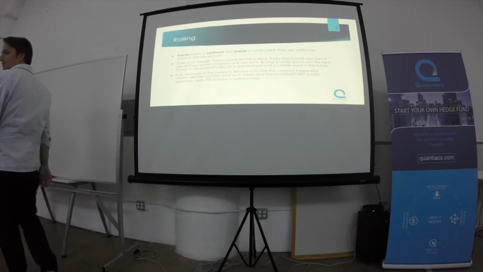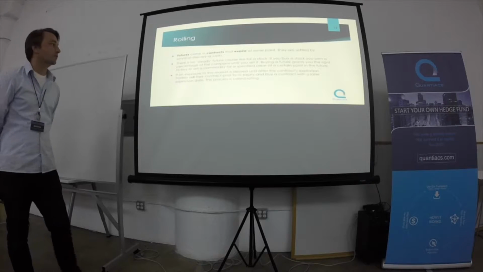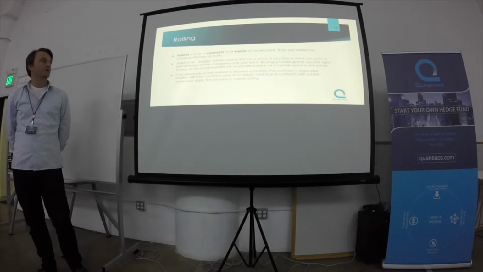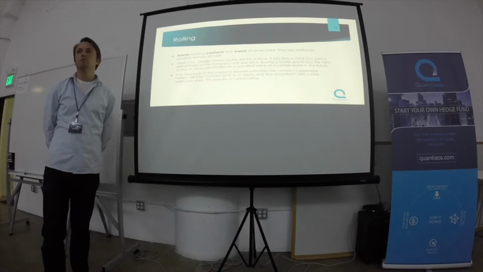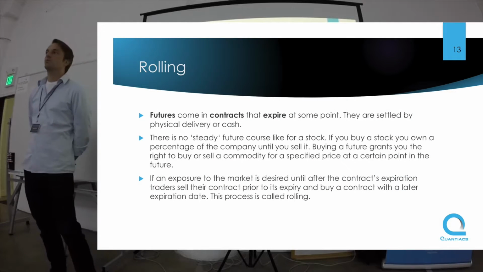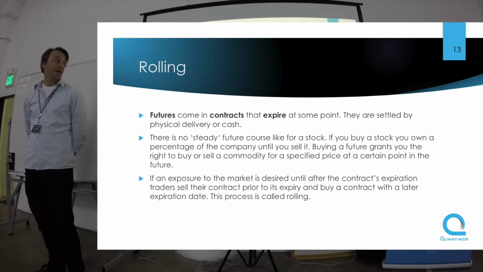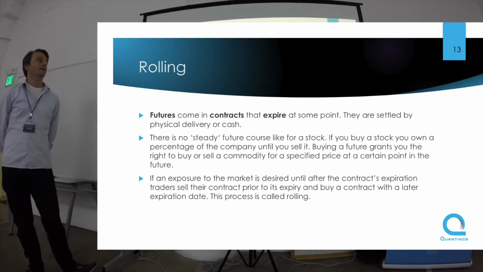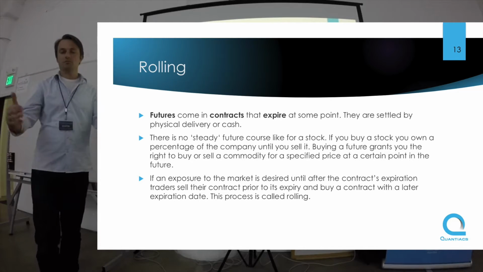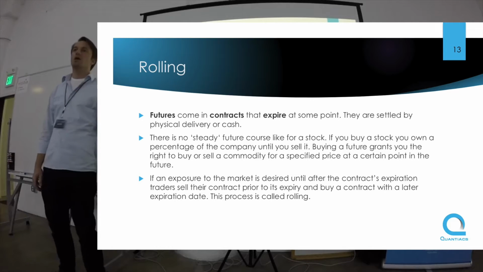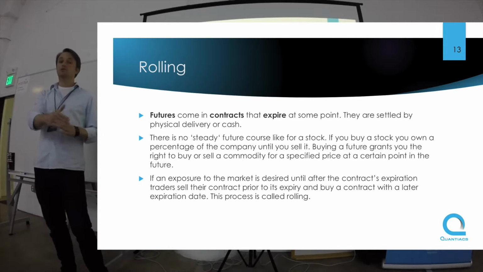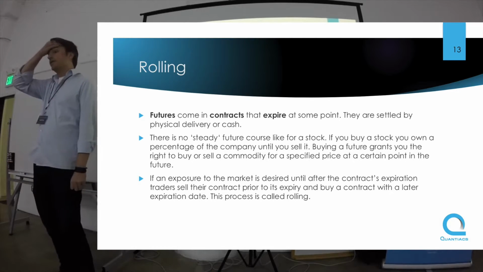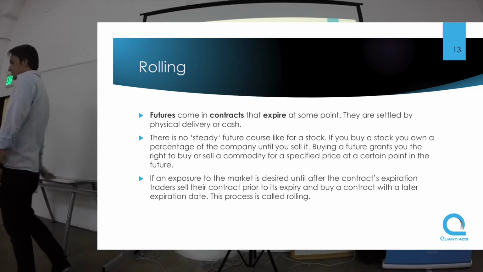This brings us to the process of rolling. The so-called roll is when I need to get out of a position, or when I want to get out of a position, because the contract expires at some point, but I still want to be invested in the underlying commodity. So what I would do in this case is I just sell the so-called front contract. The front contract is the contract with the closest expiration date, and I buy the back contract. Usually it is the first back contract, because the contracts that are closest to their expiration are usually the most liquid contracts.